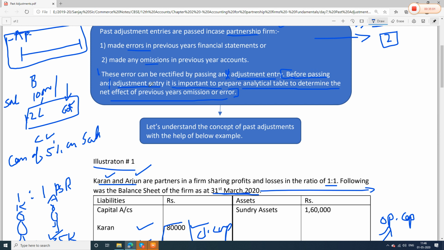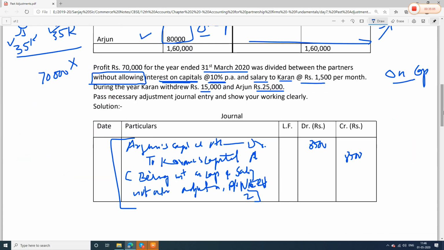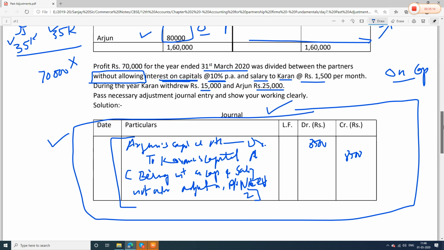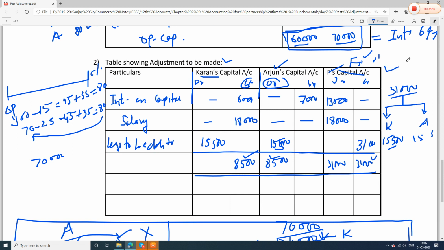So what he is saying, before passing the adjustment entry, see what I have done. I have not passed the adjustment entry directly. This is my answer, but I have not passed it directly because I cannot. Before passing this adjustment entry, I have made an analytical table. I will explain this once again, beta, and also in the evening class. You practice this question at home. I will send you one very similar question through WhatsApp. You try to solve that, and then in the evening we will discuss again.